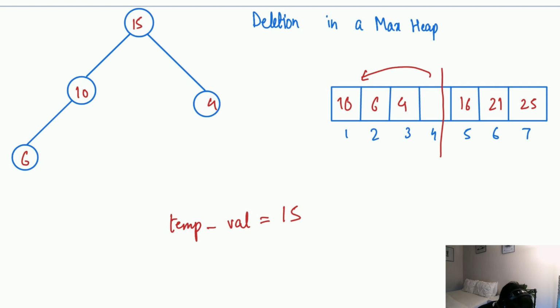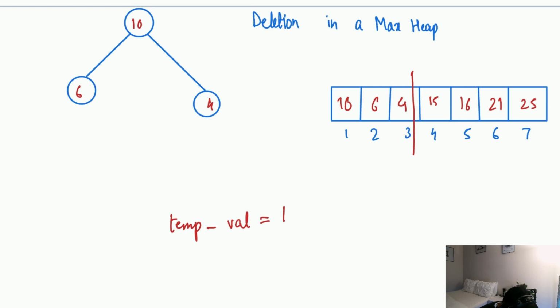And now let's reorder our tree and check if we still have a max heap. We have a root node 10 with children 6 and 4. This node gets deleted and our temp value gets loaded outside the heap, and heap reduces by 1. Now at this point, we delete our root node again, which has the value of 10.